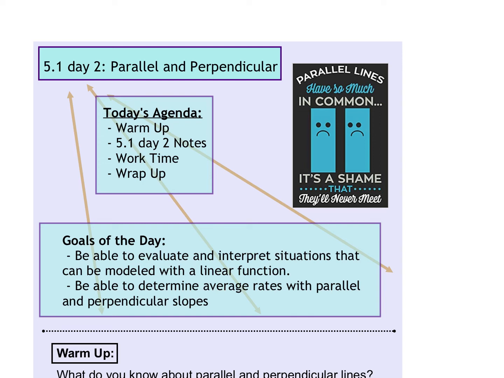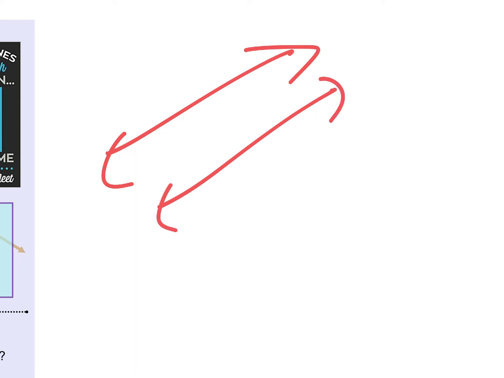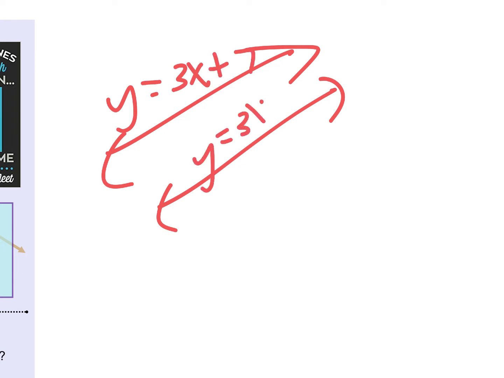All right, today we're talking about parallel and perpendicular lines. These two lines are parallel, but beyond that, what can you say about their slopes? Same. They're the same. What can you say about when these two intersect? Never. So if I said y equals 3x plus 7 and y equals 3x plus 6, do you get? Those will never intersect.